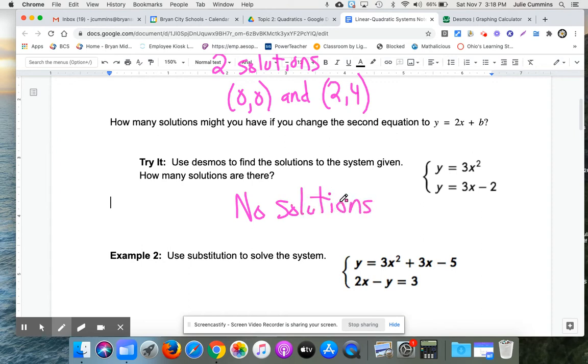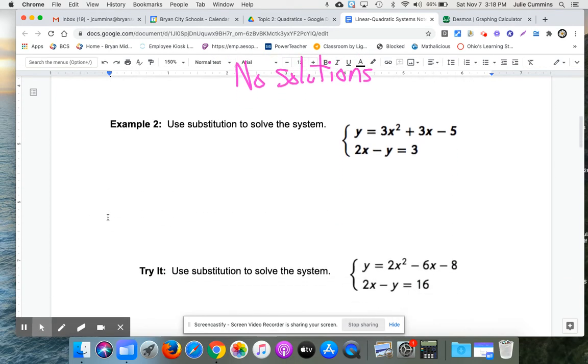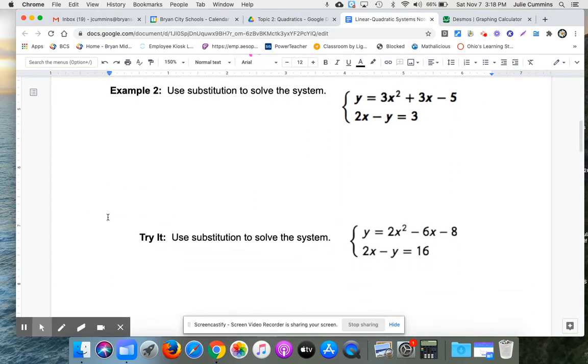Desmos is a great way to solve these, but we can also solve them algebraically, and honestly, that's what we tend to do a little bit more, especially in later classes. When we want to solve these, remember that when they were linear ones, we had elimination, substitution, and graphing. Really, with the quadratic-linear systems, substitution is going to be the way to go. So we just want to use substitution. We want to get our linear equation solved for one of the variables, y or x, it doesn't matter.